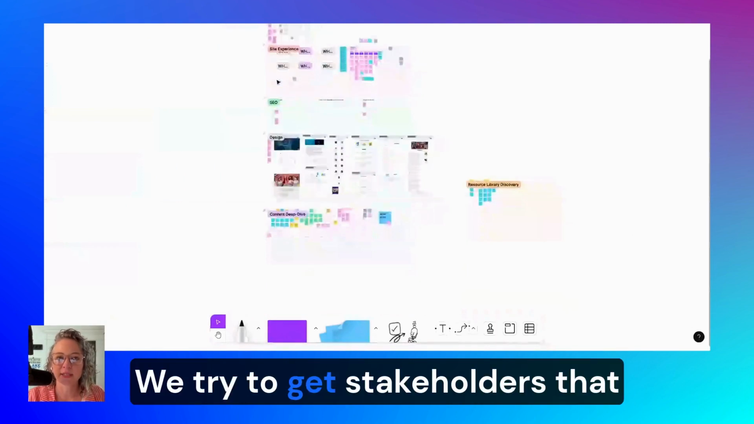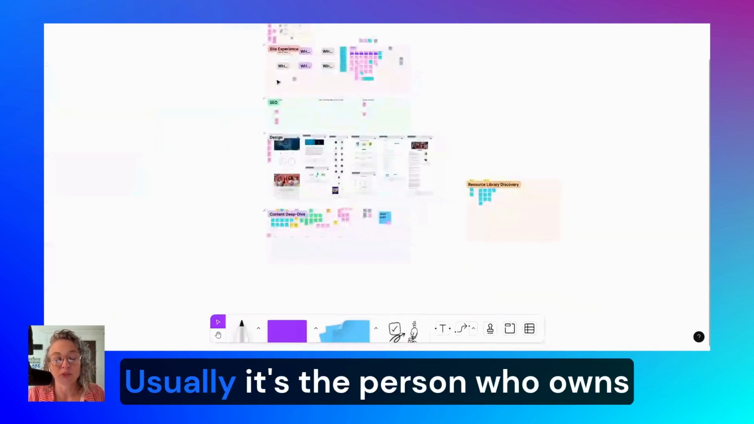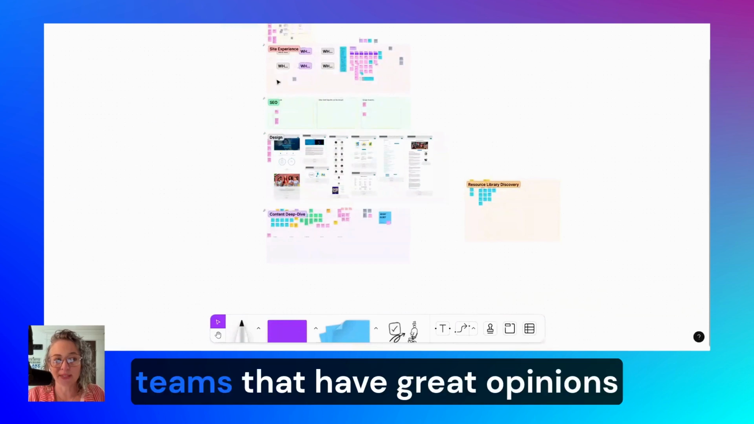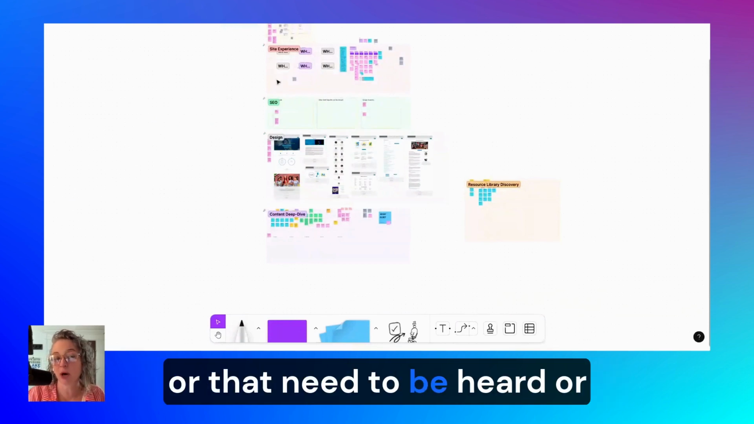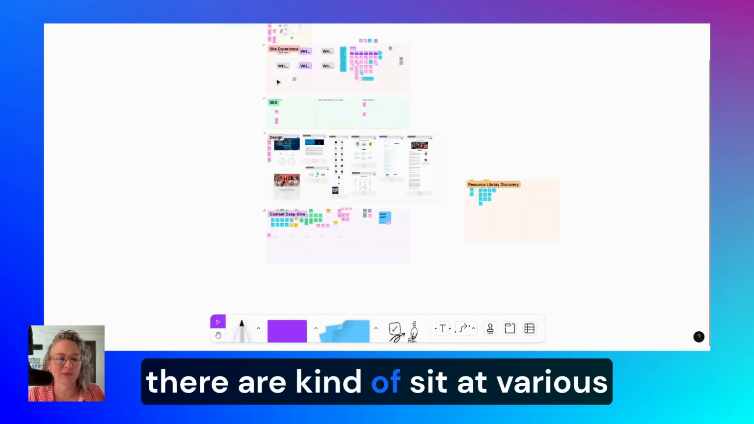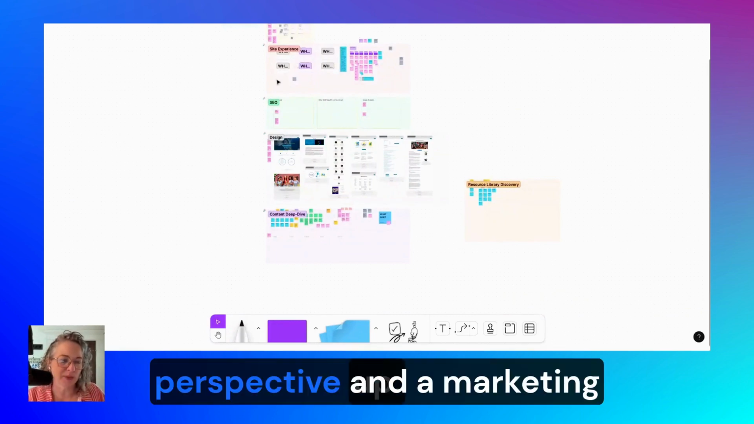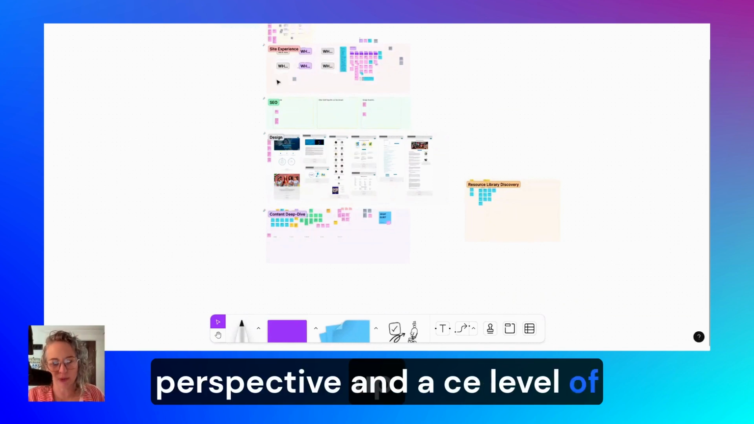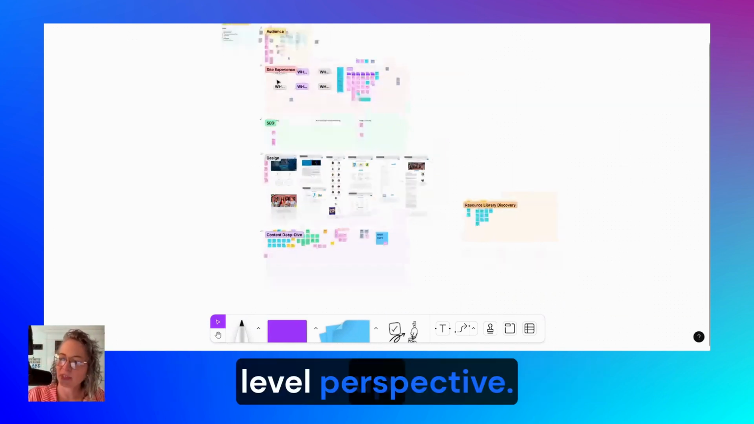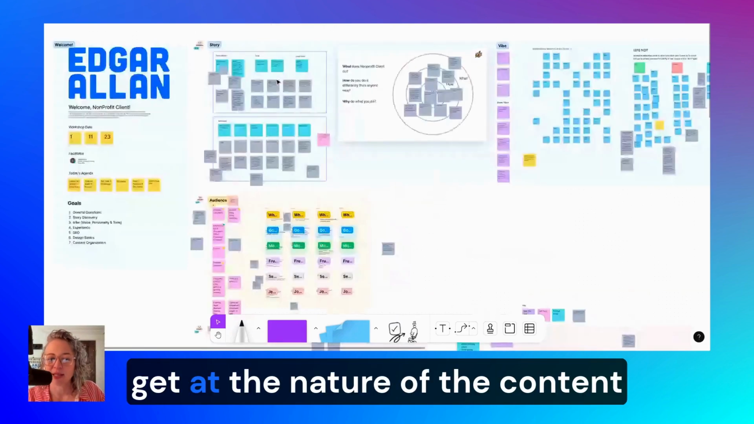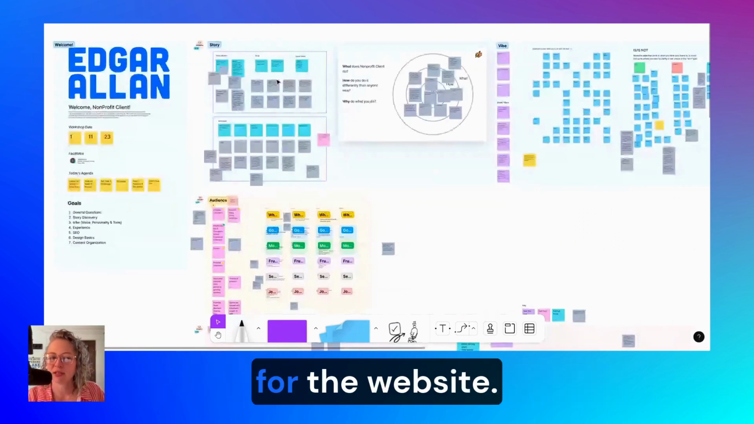We try to get stakeholders that are really important to the conversation in the room. Usually it's the person who owns the project and then a couple of other people from their internal teams that have great opinions or that need to be heard, or they sit at various different levels of the organization. So you can get a sales perspective and a marketing perspective and a C-level perspective and a lower level perspective. But we walk them through a series of exercises to try to get at the nature of the content for the website.